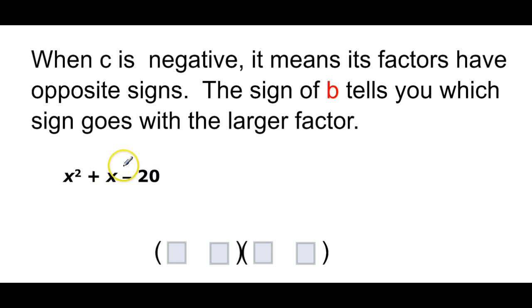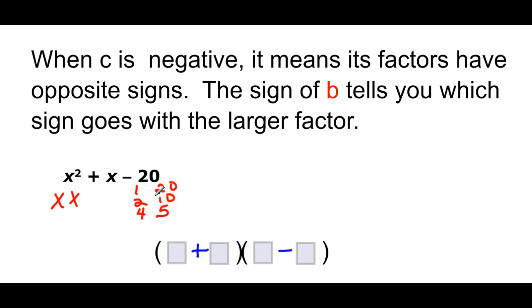If this C value is negative, then it means that the factors are going to have opposite signs. So as soon as you see that this is negative, you can put a plus in one and a minus in the other. Okay? But then the process is the same. I still list the factors. So my choices for the front are X and X. Choices for this, 1, 20, 2, 10, 4, 5.